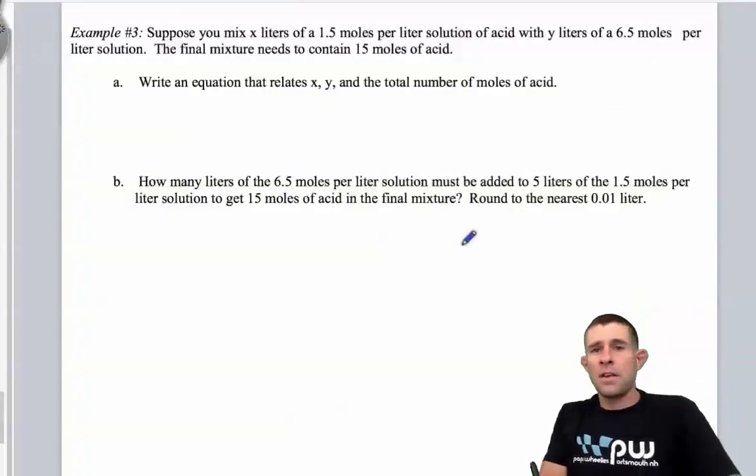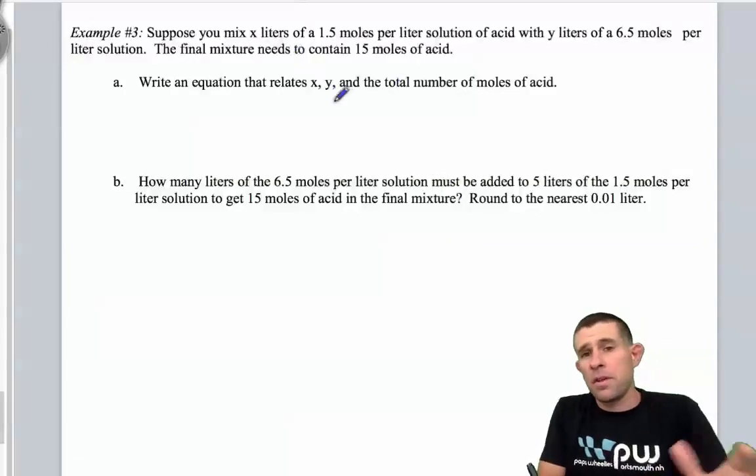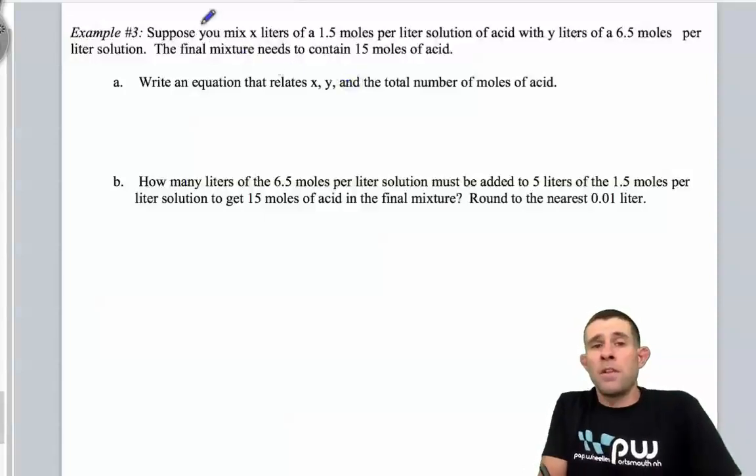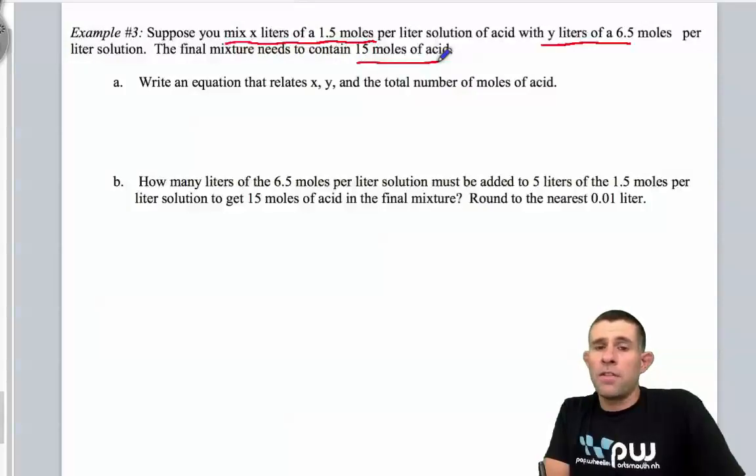All right, let's take a look at an example from a chemistry lesson. Now, this is pretty important when we start to mix solutions in chemistry. We always want to make sure that we have the final solution mixed to the proper amount. So you'll actually use linear combinations quite a bit. It says here that you're going to mix X liters of 1.5 moles of acid with Y liters of 6.5 moles per liter solution. The final mixture needs to contain 15 moles of acid.